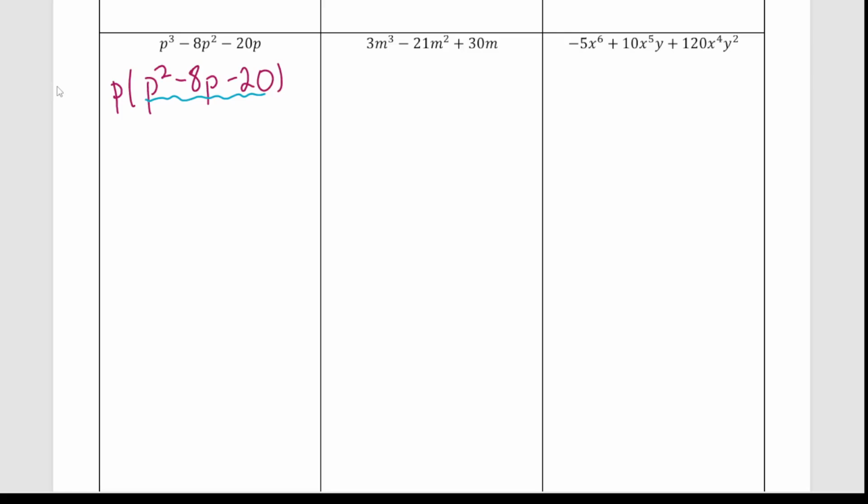So I can go ahead and just directly ask myself, what's going to multiply to c and add to b? In this case, it would be negative 10 and positive 2 that would multiply to negative 20 but add to negative 8.